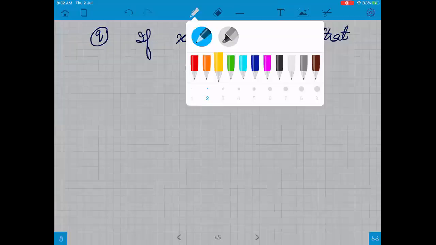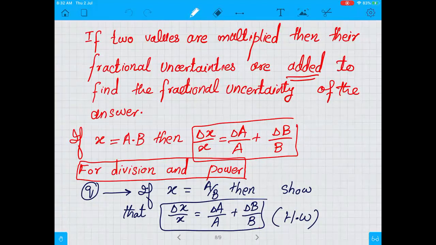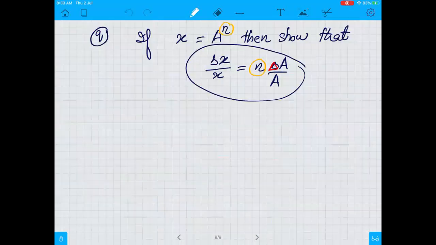Now today the homework for you is that you have to prove two things. First, if two values are divided, then their fractional uncertainties are added to find the fractional uncertainty of the answer. And the second thing you have to prove is that the power in a formula will become the coefficient. So today we have to do up till this point, and we are almost done with the chapter. Now only examples are remaining, and from tomorrow we will do examples and past paper questions.